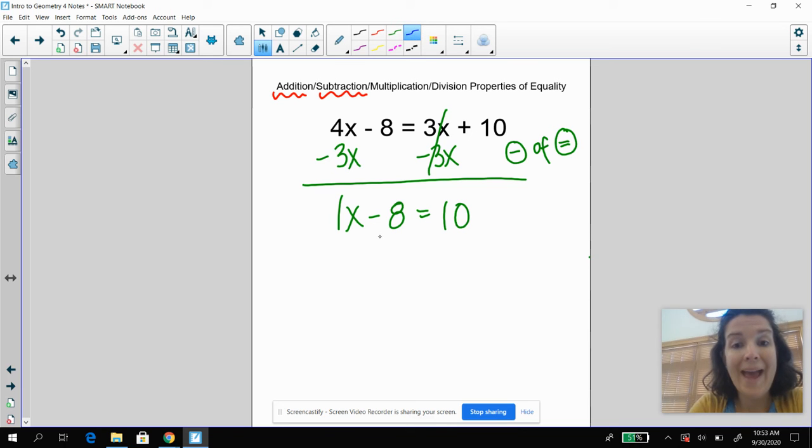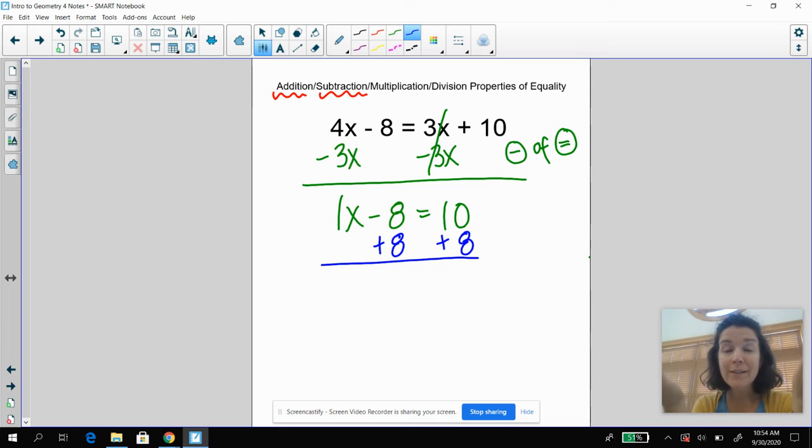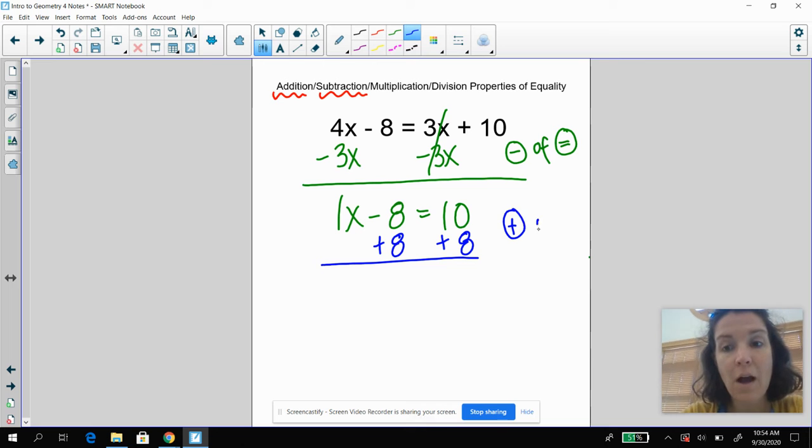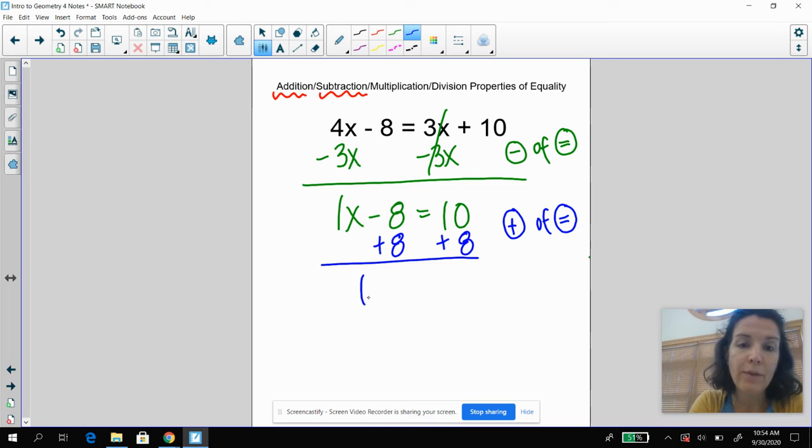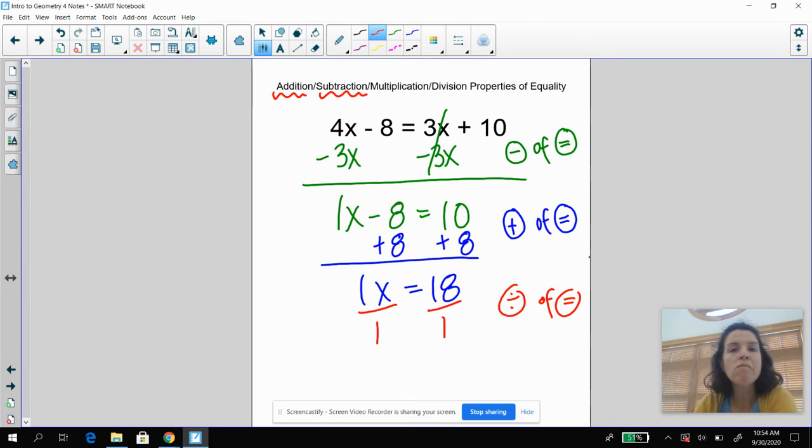And then I'm going to add 8 to one side and add 8 to the other side. So I've got two things that are equal to each other. They're still going to be equal to each other, even though I just added the same thing onto both. So we call this the addition property of equality. And then I'm left with 1x is equal to 18, and then you're done. You could say, okay, I'm going to divide by 1 on both sides. That would be the division property of equality, although we know dividing by 1 doesn't really do anything. But that's where the addition, subtraction, multiplication, and division properties come in. And again, we'll see this in a proof in a second.